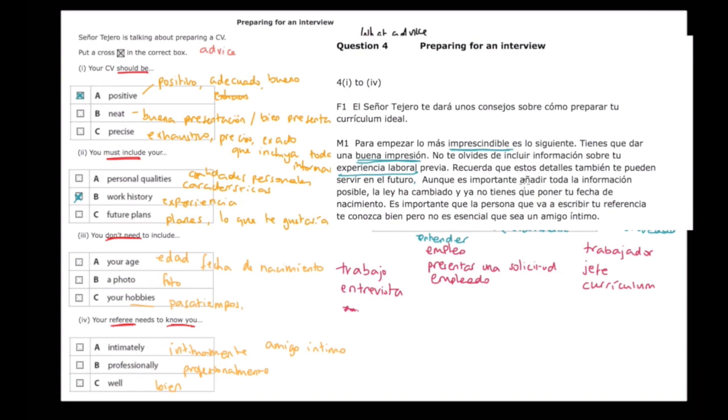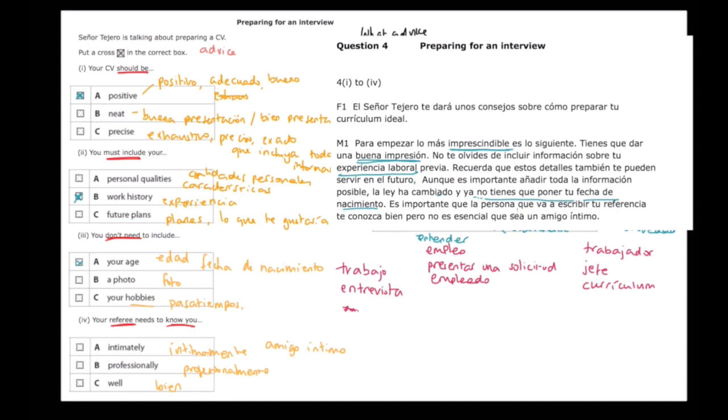Aunque es importante añadir toda la información posible, although it's important to add all the possible information, la ley ha cambiado, the law has changed, y ya no tienes que poner tu fecha de nacimiento. So notice this is one of the things that we foresaw as possibly appearing, okay? So what I need to include is my age, fecha de nacimiento. I don't need it. Es importante. So what the referee needs to know you how.